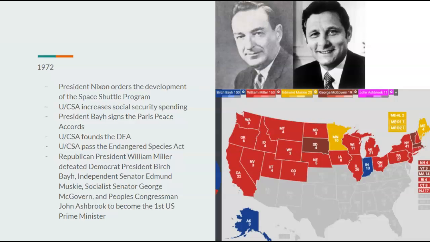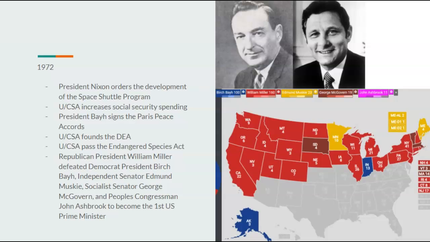In 1972, President Nixon orders the development of the Space Shuttle program. The USCSA increased Social Security spending. President Baugh signs the Paris Peace Accords with Vietnam. The USCSA founds their own version of the Drug Enforcement Administration, and the USCSA passed the Endangered Species Act.